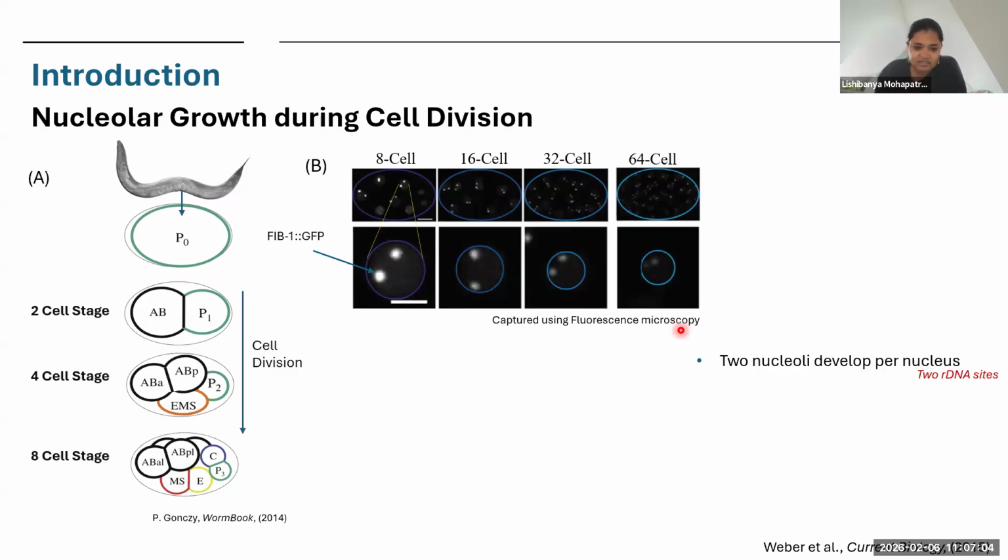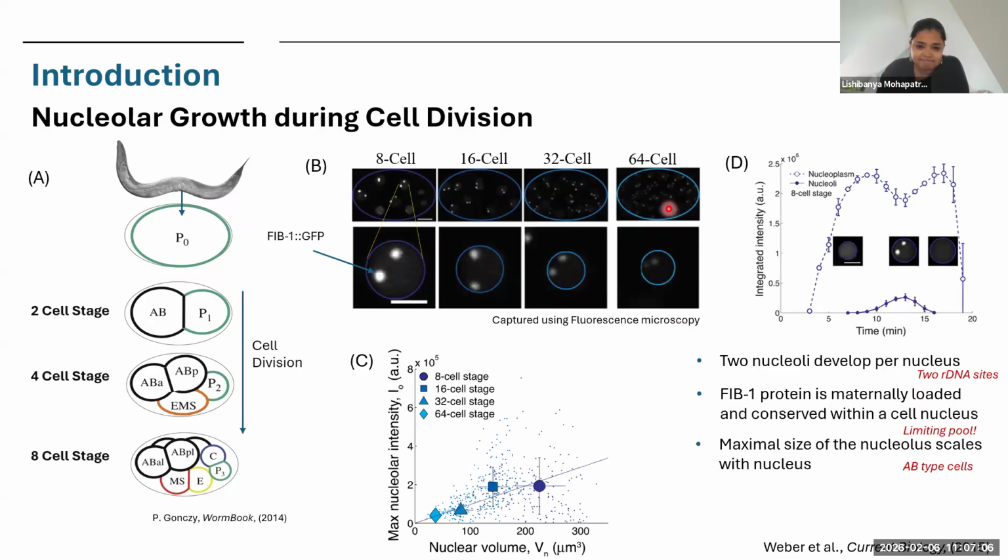There's something else that we know about the system, which is that the Fib1 protein that you see inside of these embryos is all maternally loaded. So this is early development. These cells have not started creating their own Fib1 proteins yet. They're still working off of whatever came from mom, basically.